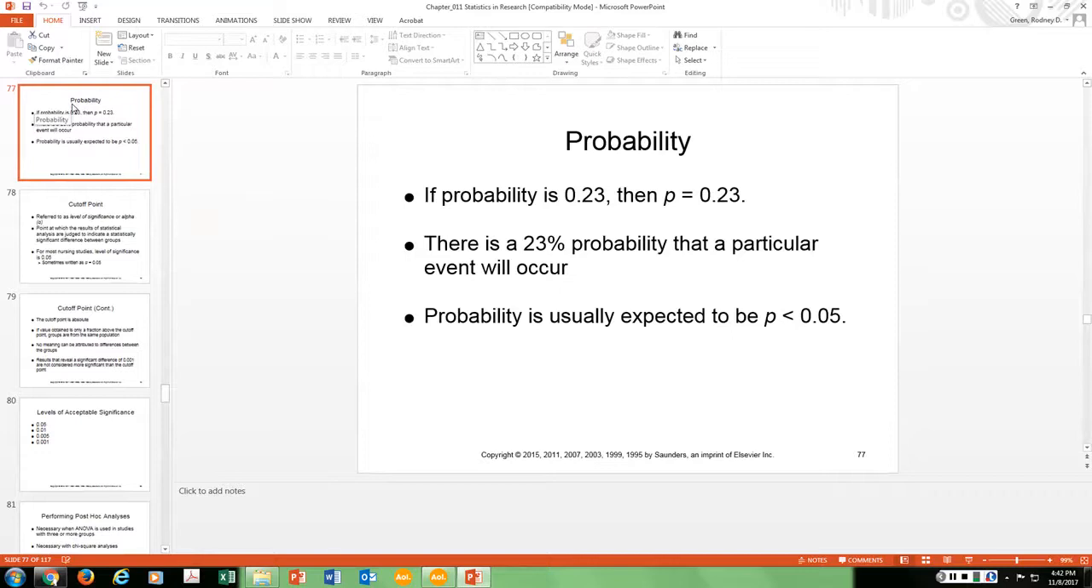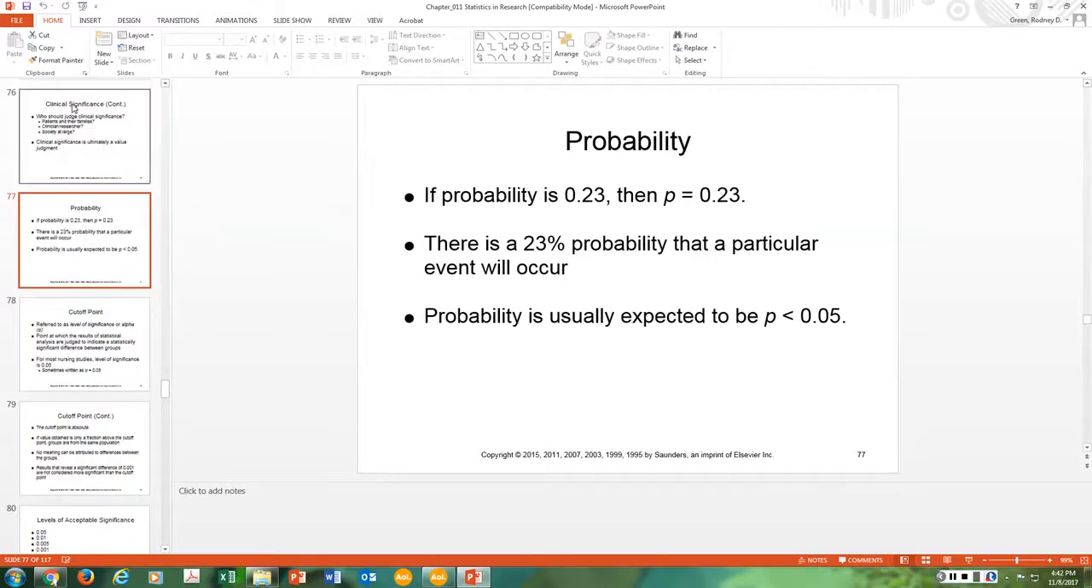Okay, back to probability. So if the probability is 0.23, then P is 0.23. There is a 23% probability that a particular event will occur, and the probability is usually expected to be P is less than 0.05.